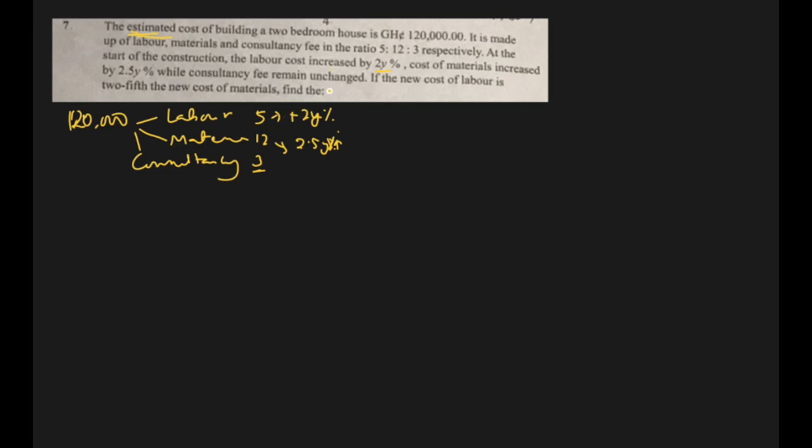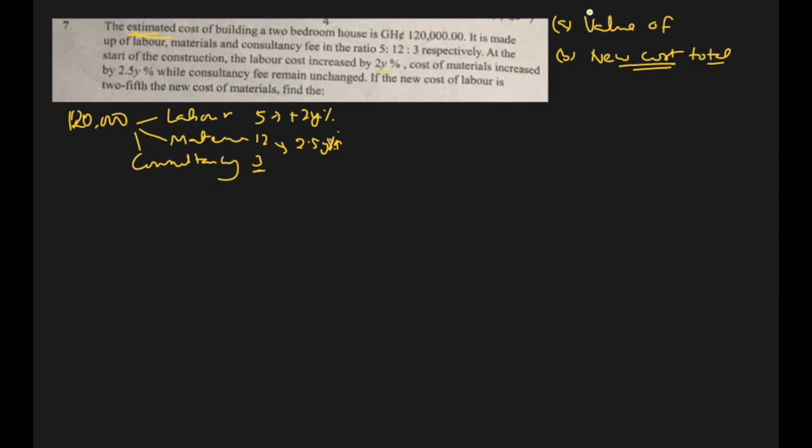Okay, and then there is something more. Let me see what is that. I forgot to copy those parts, so let me write them here. A, value of y. B, the new cost of building the house. That means total cost, okay?